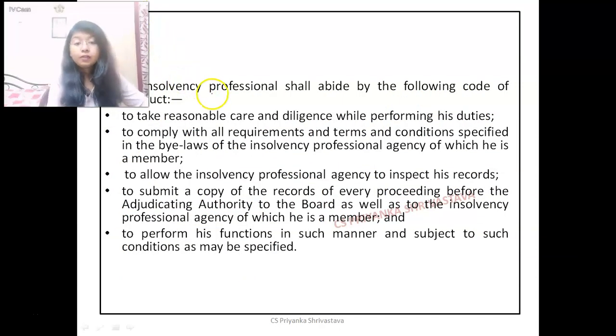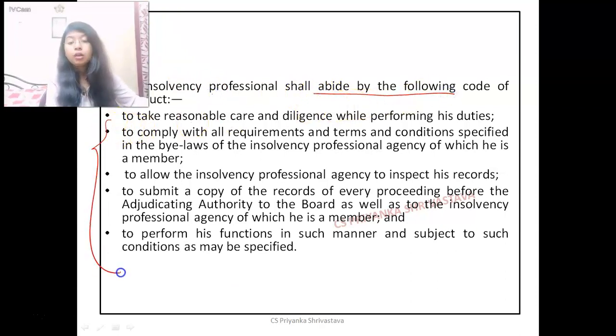Now, every insolvency professional shall abide by the following code of conduct. They need to take reasonable care and diligence while performing their duties. They need to comply with all the requirements and terms and conditions of the code of conduct which is framed by the IPA. We have already discussed this. And they need to allow the Insolvency Professional Agency to inspect their records. We have already discussed that the IPA has the right to inspect the records of the Insolvency Professional, and they will submit a copy of records of every proceeding.